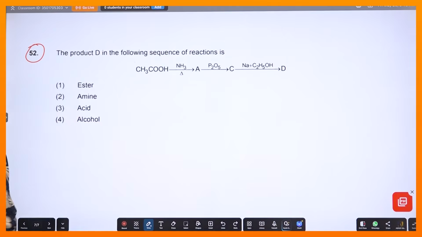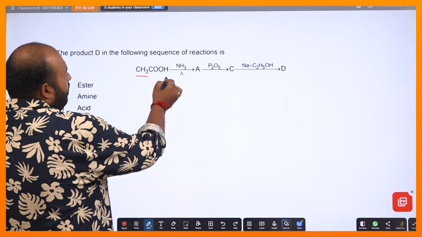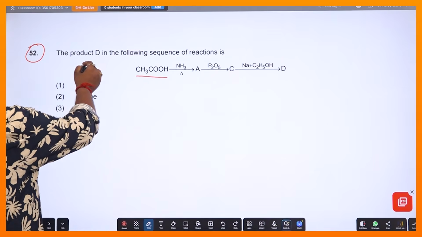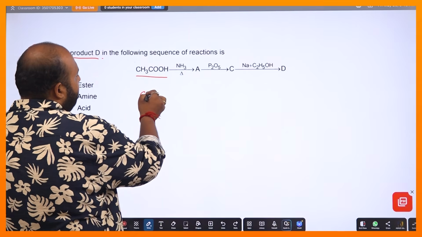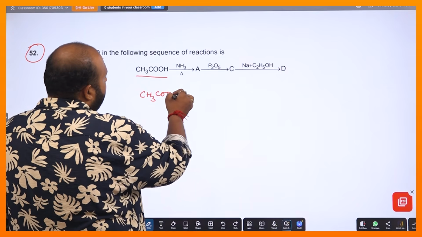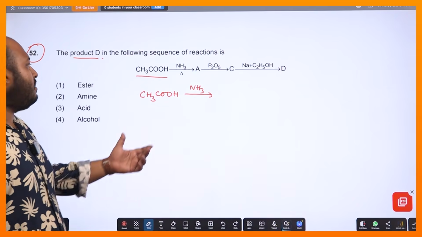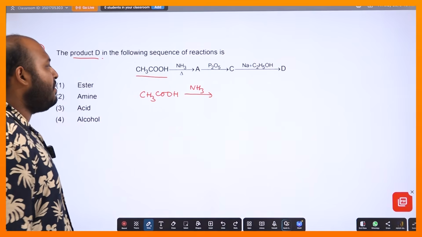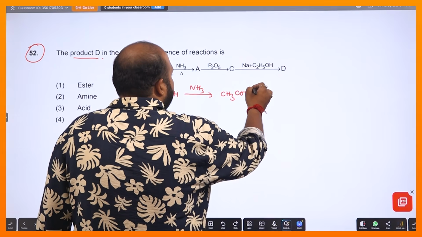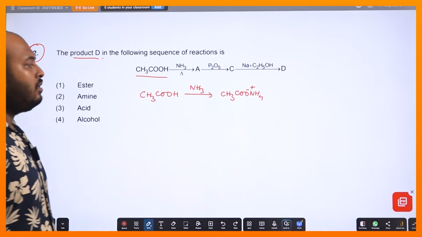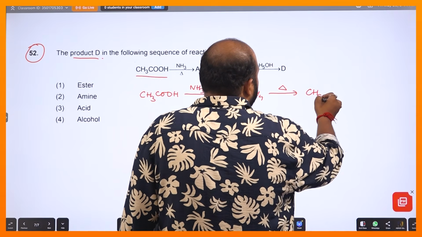So this is again from our organic portion, and in this you can see a carboxylic acid is given and it is asking for the product D. Okay. So you can see that if we react with NH3, NH3 is a base and this is acetic acid, so there will be an acid base reaction first. We will be getting a salt, and if we heat it we will be getting an amide.